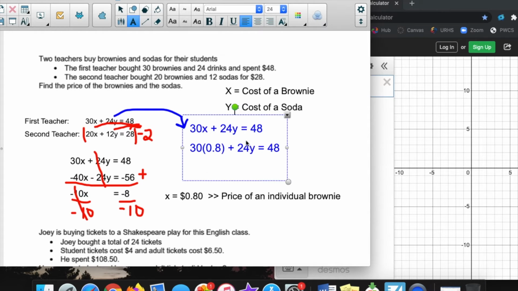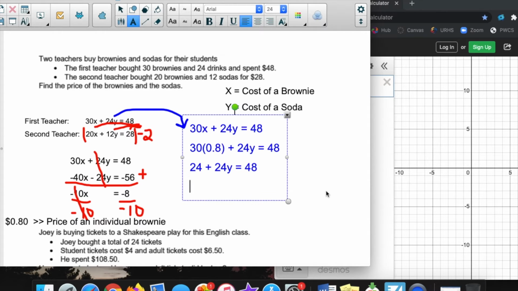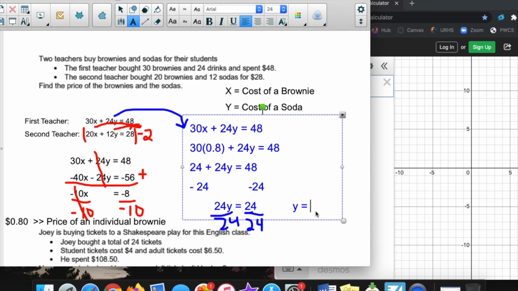And so now I can kind of solve this out, right? So 30 times 0.8 ends up being 24, okay? So 24 plus 24y equals 48. So then if I was to minus this 24 from both sides, I would be left with 24y equals 48 minus 24, which would just be 24, right? So 24 times y equals 24, okay? I would divide both sides by that 24. The 24's on the left cancel, and 24 divided by 24 is just 1, okay? So y equals 1, and again, think about that.